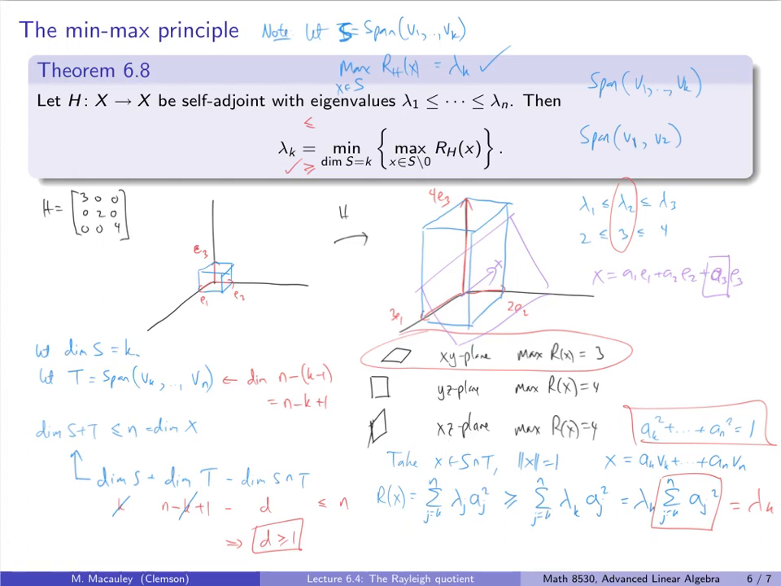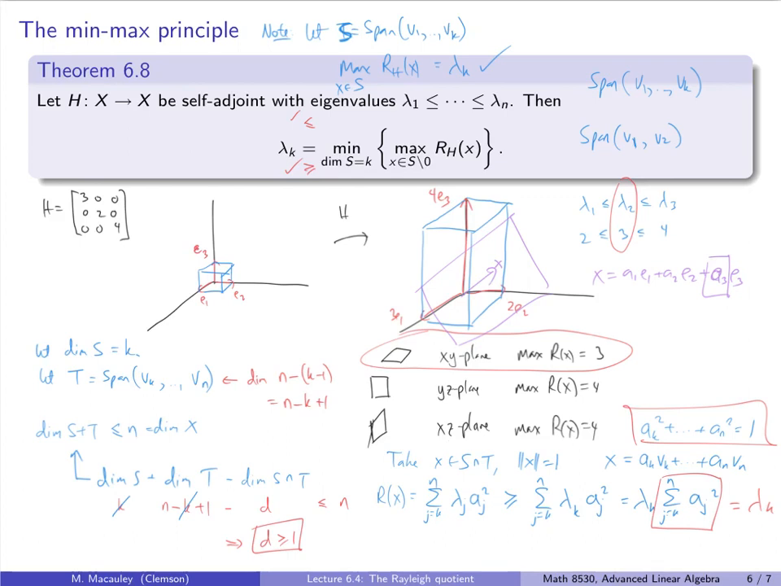We have taken an arbitrary k-dimensional subspace, and we have shown that it has a vector whose Rayleigh quotient is at least lambda_k. In other words, we can't push down that maximum value below lambda_k. We've already shown that there is one that achieves that as its maximum value. So that proves this inequality and the theorem.